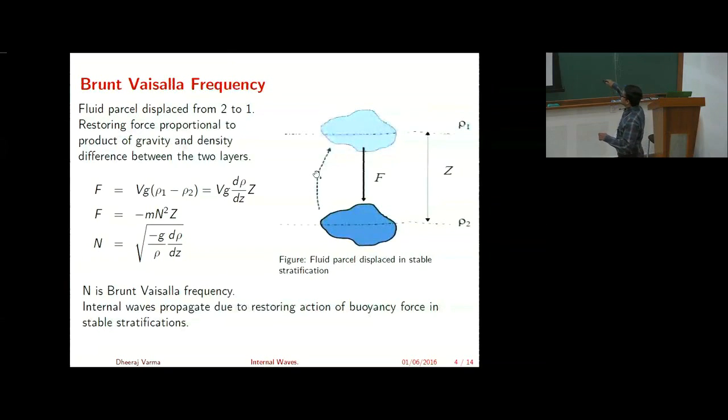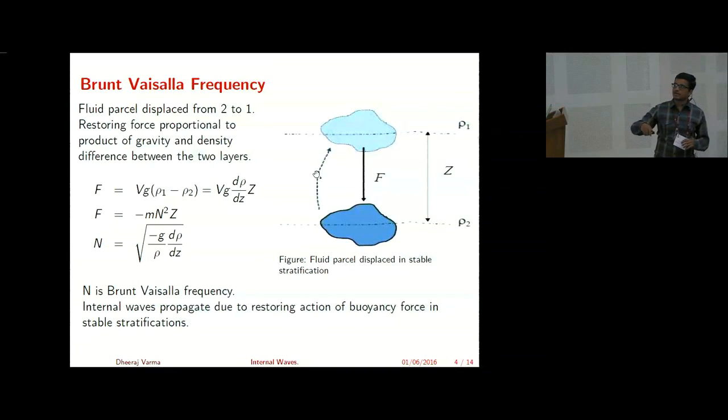So this is about the natural frequency of these density stratified flows. When you displace a fluid particle from a position, say from 2 to 1, where ρ2 is greater than ρ1, if you do the force balance, you'll see that the natural frequency of oscillation of this particle is given by the Brunt-Väisälä frequency, or the buoyancy frequency. What you basically need for internal waves is just a stratified fluid, and you give it a disturbance, and this disturbance propagates as a wave called an internal wave.